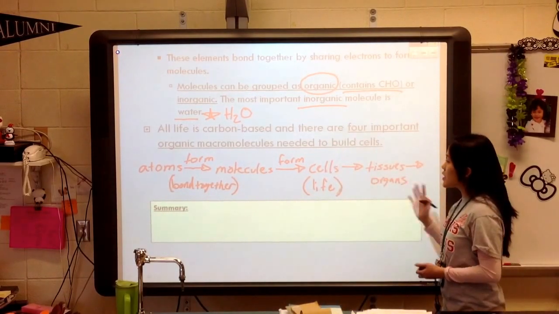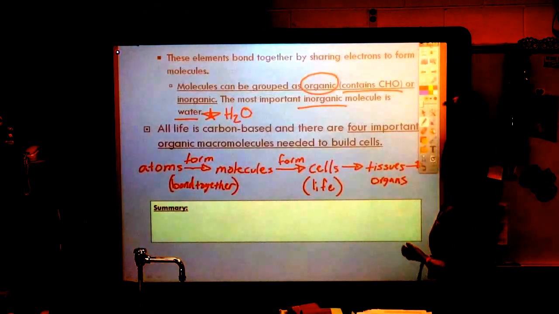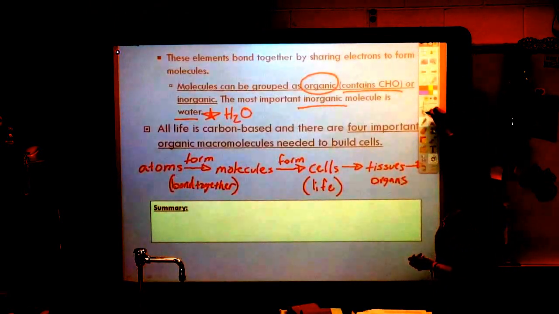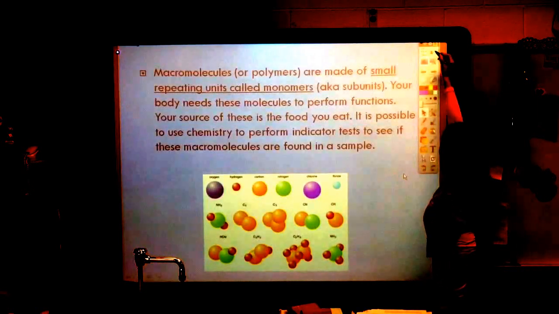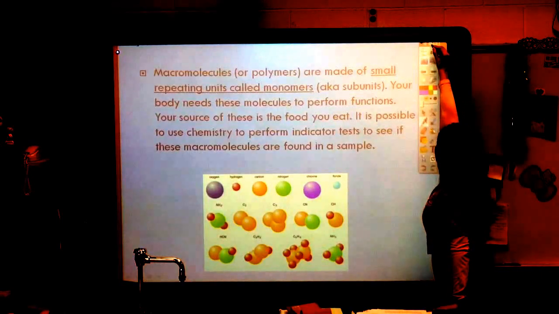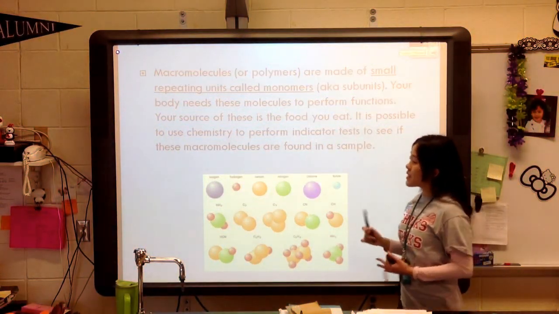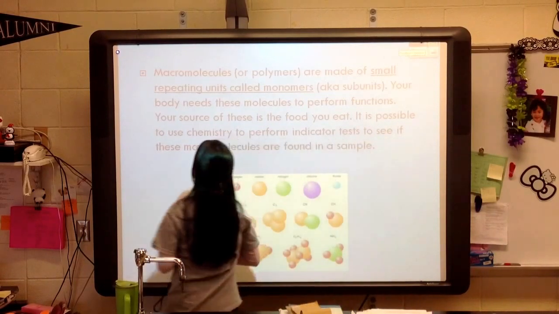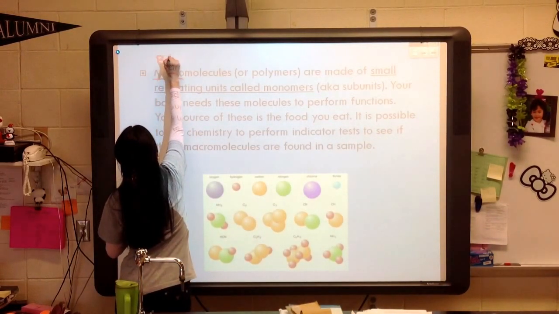Okay, there is going to be one more thing on the next page that I want us to go ahead and look at now before we stop for today's notes. Today's notes is going to be very short. But the next thing that we need to look at are these macromolecules. We're going to be studying macromolecules. Macro is simply going to mean big.